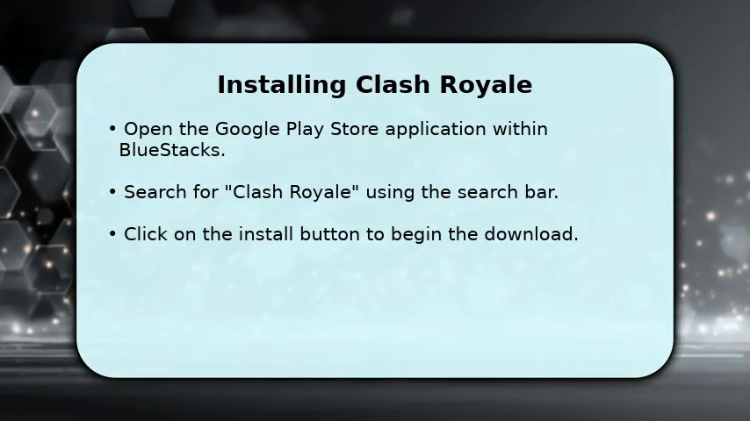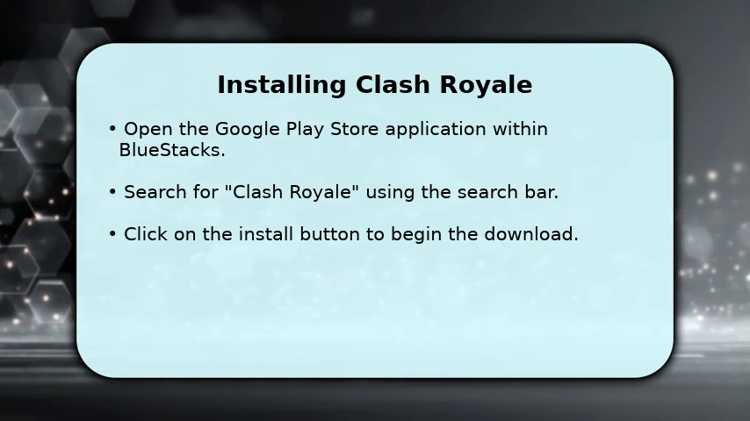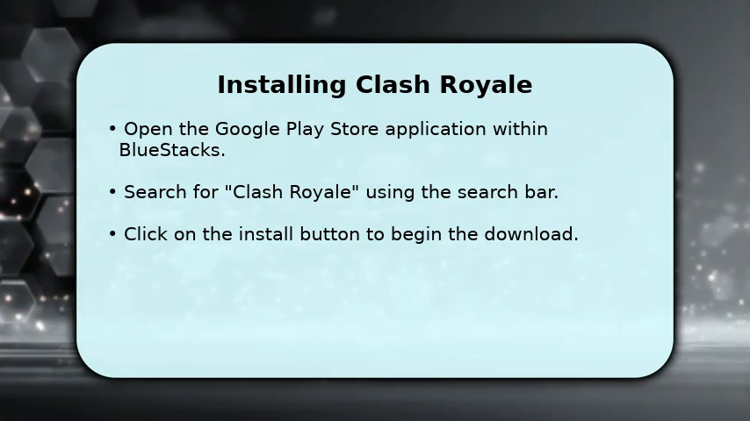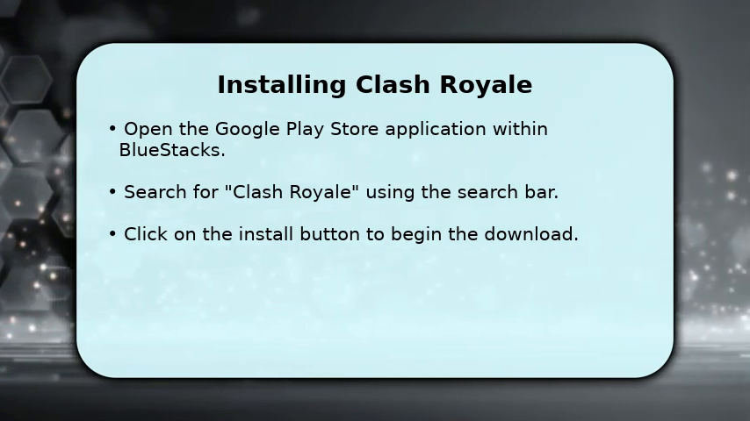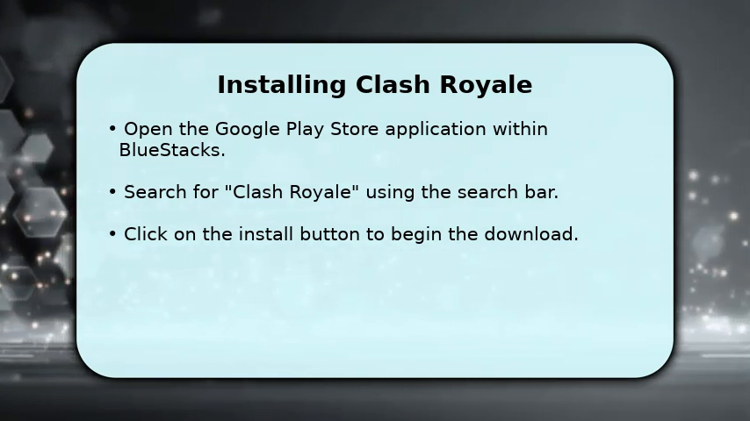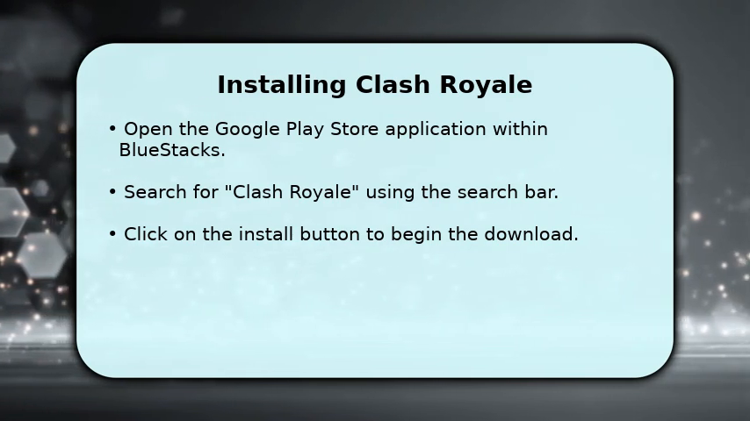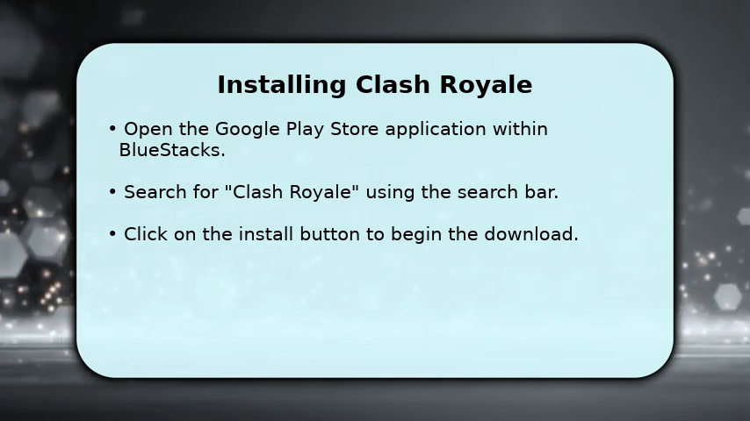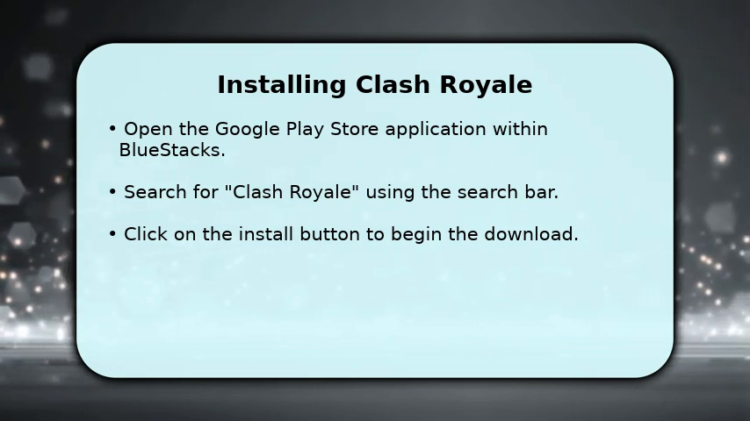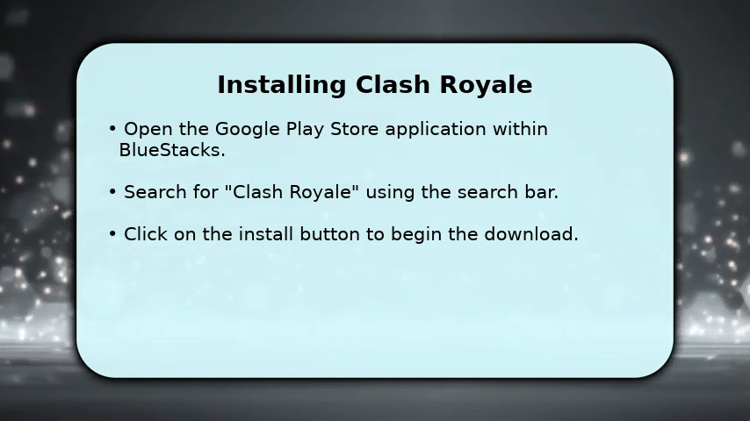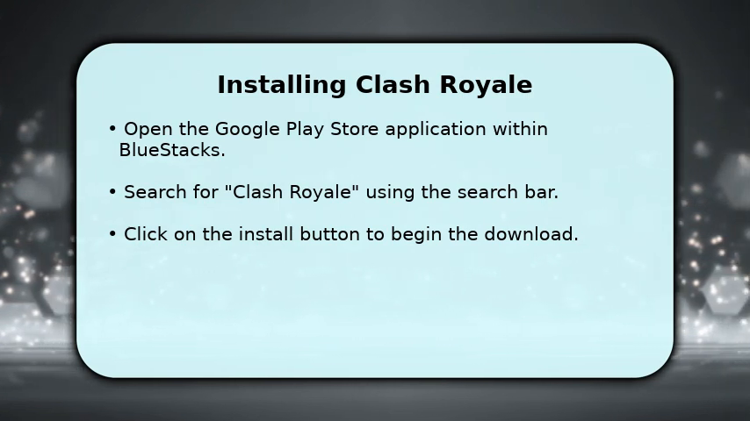Once Bluestacks is ready, the next step is to install Clash Royale. Simply open the Google Play Store application directly within Bluestacks. Use the search bar to find Clash Royale and then click the Install button. The game will then download and install automatically, just as it would on a mobile device. This process usually takes only a few minutes, depending on your internet speed.